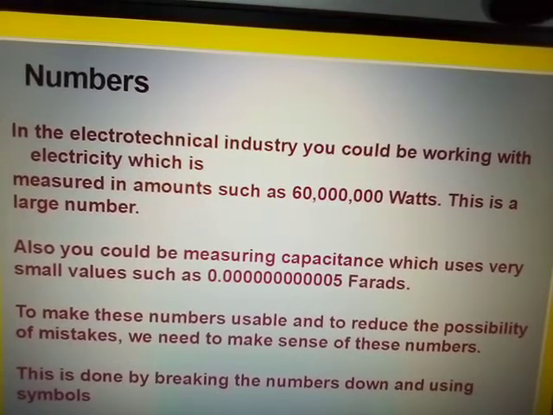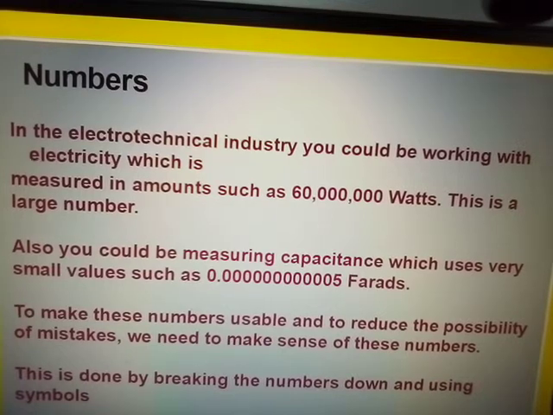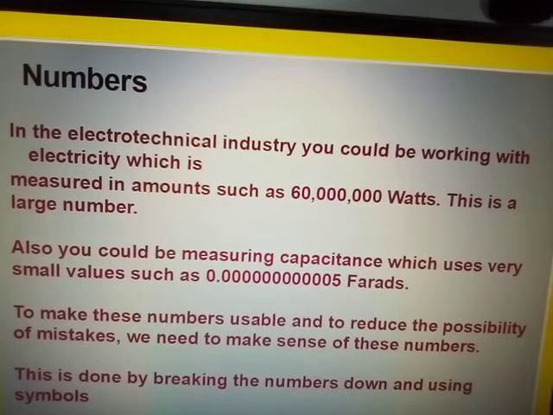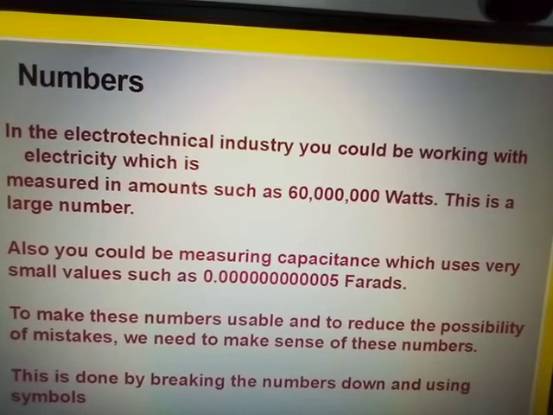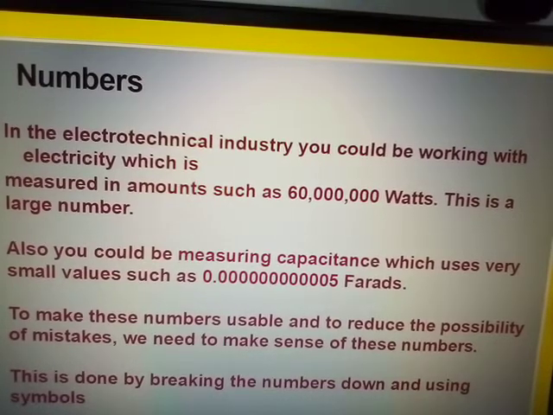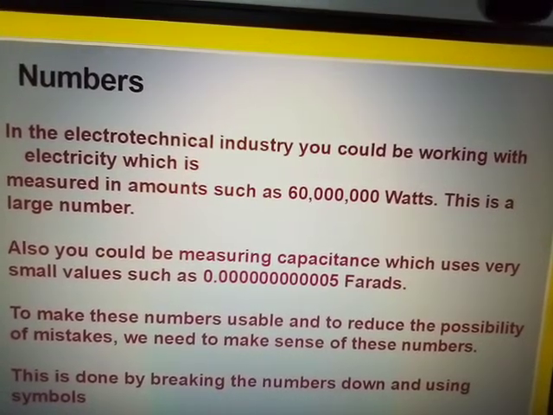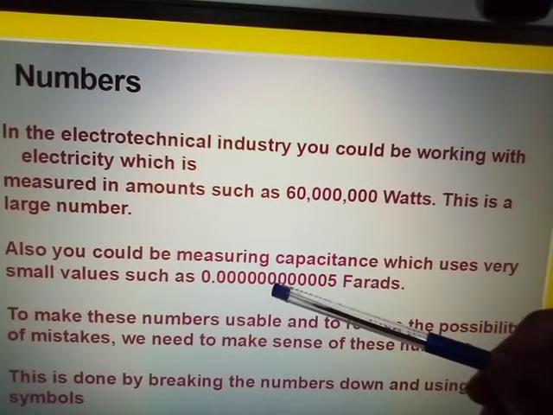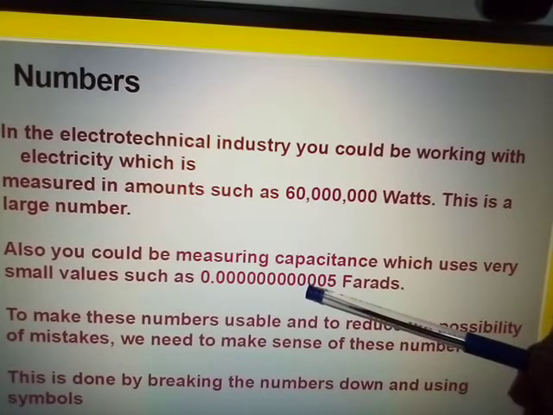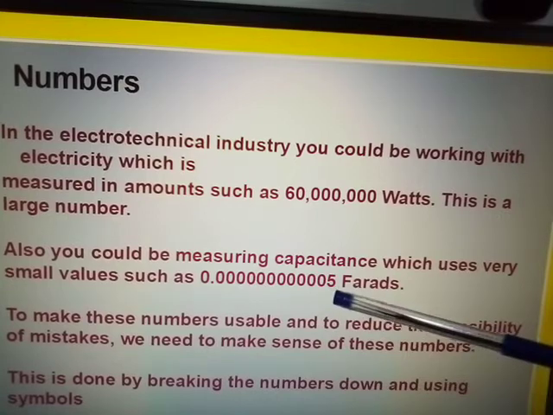Now, in the electrical industry, you could be working with electricity, which is measured in amounts such as 60 million watts. This is a very large number. Also, you could be measuring capacitance, which uses very small values such as 10 to the minus 12 microfarads. Now, if you look at this, there's 3, 6, 9, 10, 11. It'll be 10 to the minus 12 in this case.